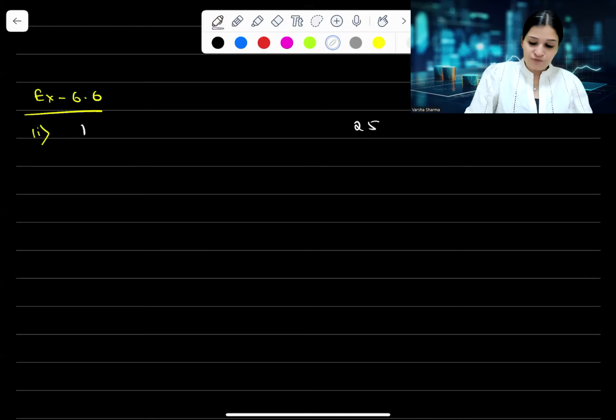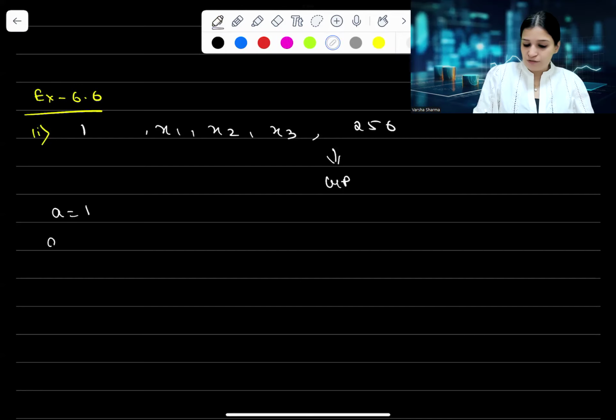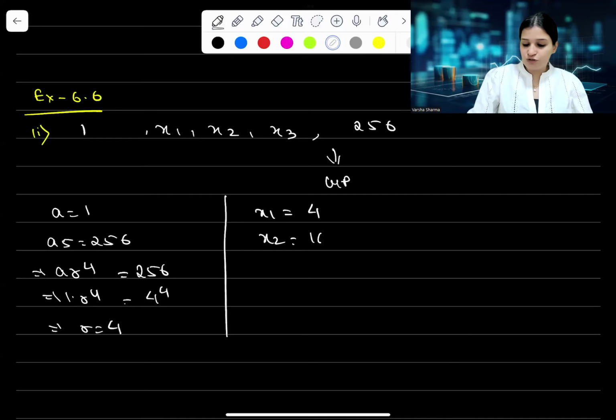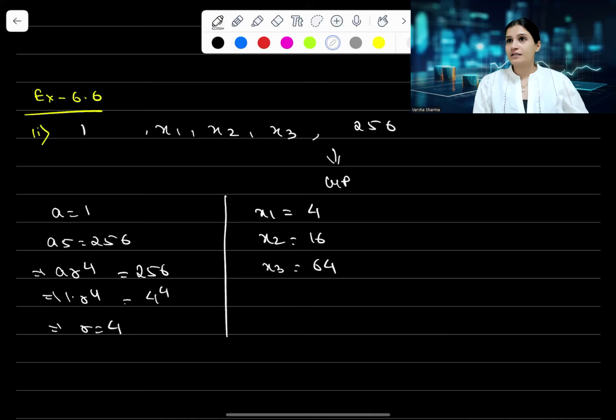Exercise 6.6, question 1. Between 1 and 256, there are three geometric means. So the resulting sequence is a GP. First term is 1, fifth term is 256, so a r^4 equals 256. 1 times r^4 is 4^4, so r is 4. So x1, the second term, is ar, x2 is ar squared, x3 is ar cubed.